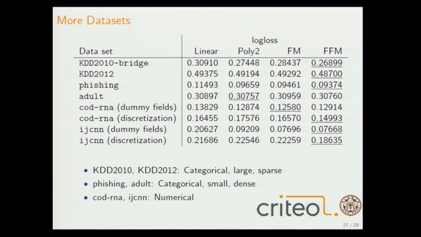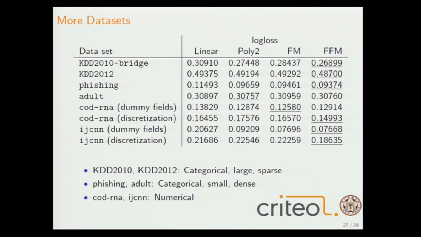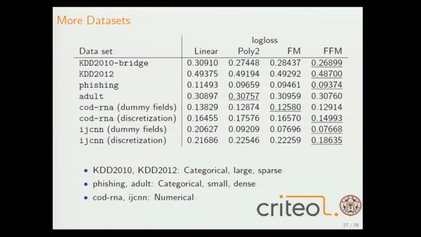So here we can see that in the KDD data sets, FFM is still significantly better than the other models. And for Phishing and Adult, it depends. For example, in Phishing, it's still better, but for Adult, it's close to Poly2. What's interesting for the numerical data sets is that if we do dummy coding, we don't see any benefit of using FFM. But if we do discretization, indeed, FFM is the best among all the models, but it seems like doing the discretization itself is harmful.